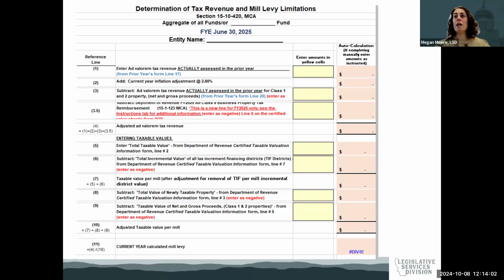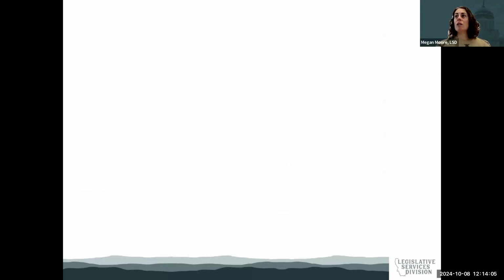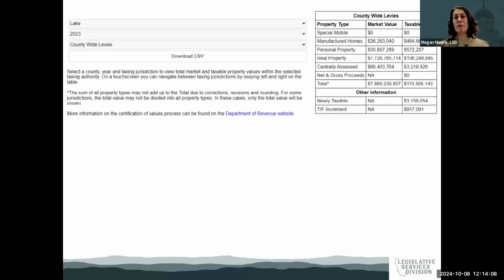how the calculation works. In this slide, I'm showing some of the information that you would need to do the calculation. The first thing you need is the certified taxable value, which is available on the Department of Revenue website. If you click on this slide, it will take you to the 2024 taxable values. This is a screenshot of a 2023 taxable value that I used in a revenue interim committee exercise. You can see this was for Lake County, and then the numbers that are used in the exercise are the total taxable value, which is circled on the right, the TIF increment, the newly taxable property, and the net and gross proceeds, which is 0 in Lake County and is 0 in many cities and counties.